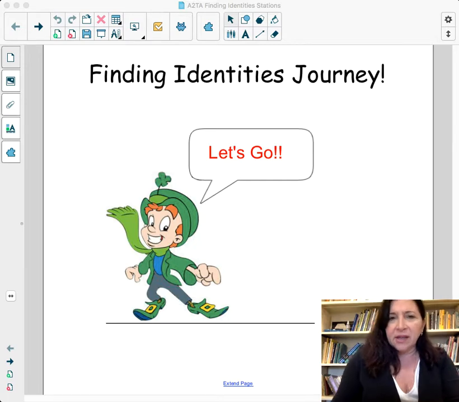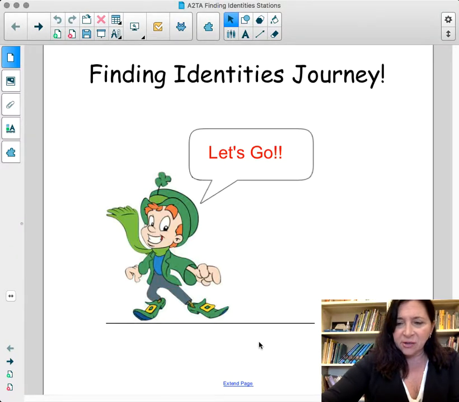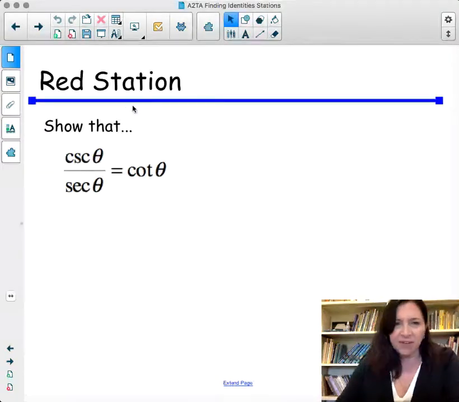Hi everyone, this lesson is on finding identities. So we're going to be practicing a lot of identities. So let's get started. This is the first one, and we are going to prove that this left side is equal to the right side.